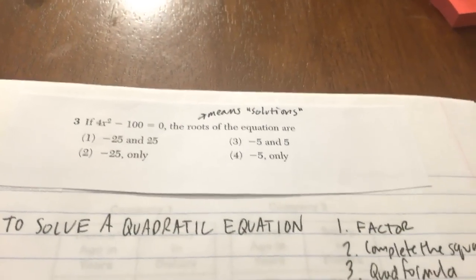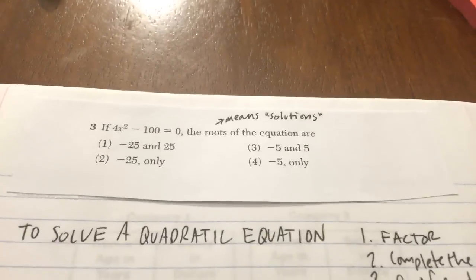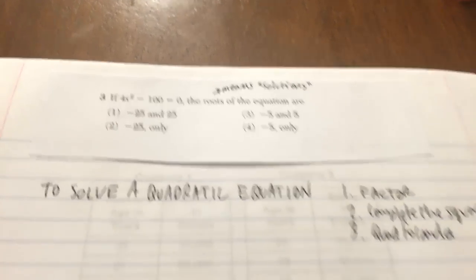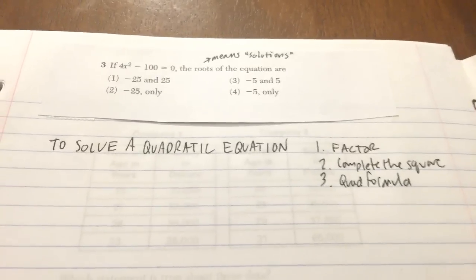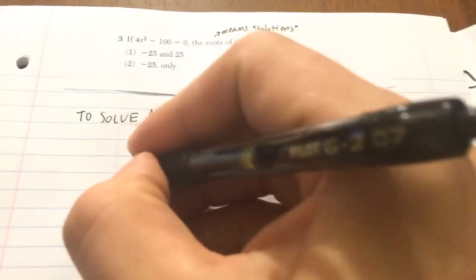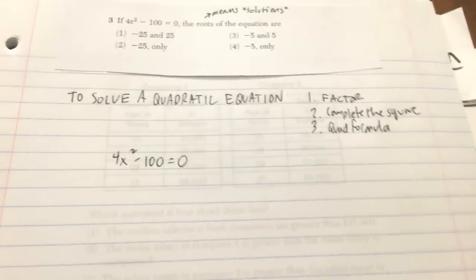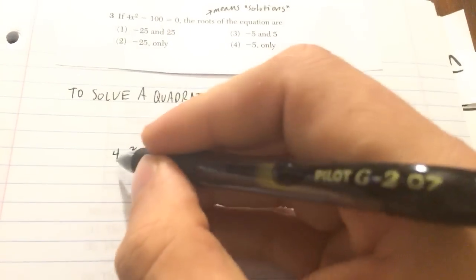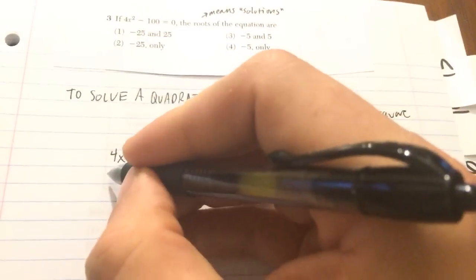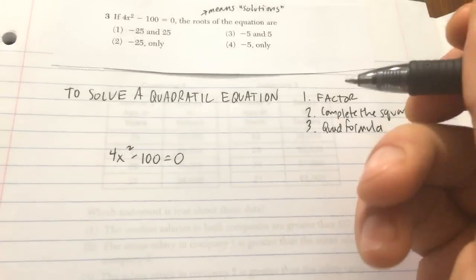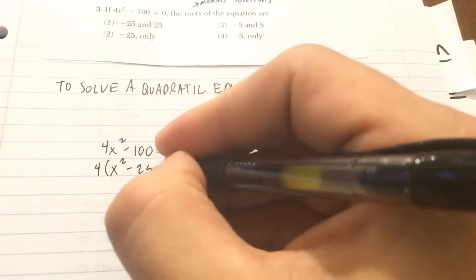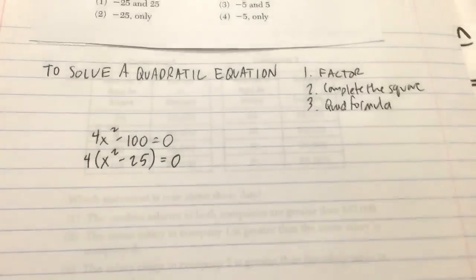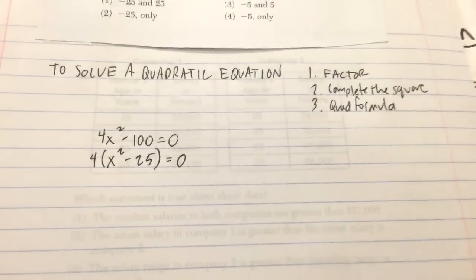Number 3 says to find the roots of 4x squared minus 100. Don't forget the word roots just means solutions. This is a quadratic equation. Remember, there's plenty of ways that we can solve a quadratic equation. The most simplistic way that I am going to do it is to factor by the greatest common factor. If I factor out a 4, you get 4 times x squared minus 25.